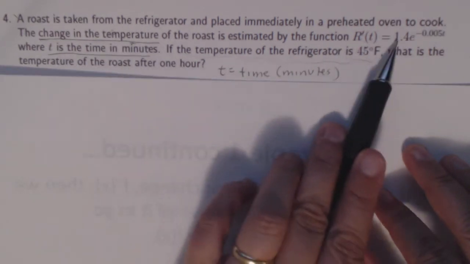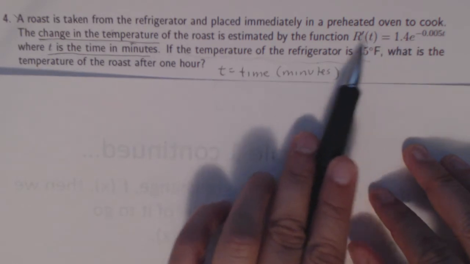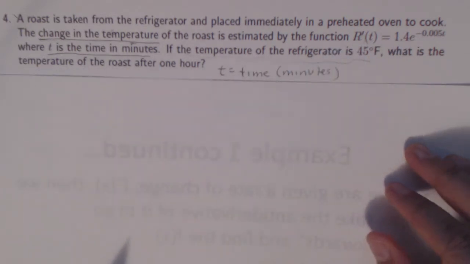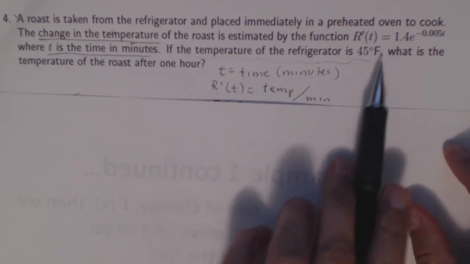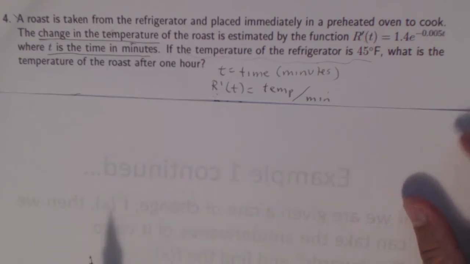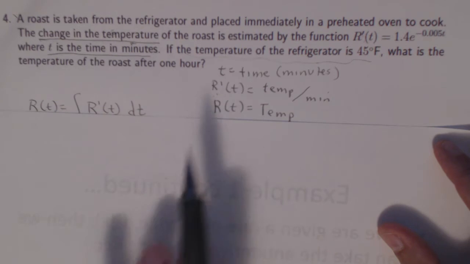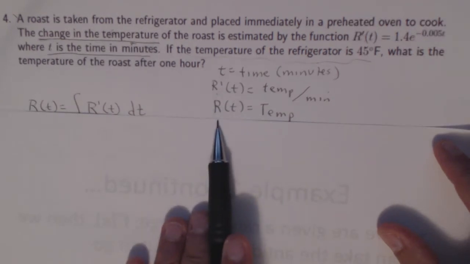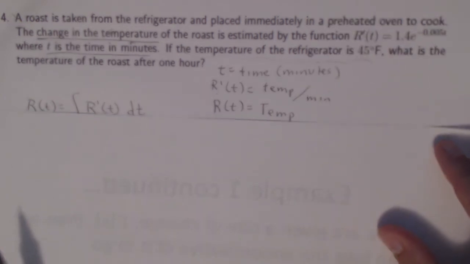temperature. And again, this function doesn't give us a time versus a temperature. It gives us a time versus a change in temperature. So what we have here is this r prime of t gives us the temperature per minute change. And if we have a temperature per minute change, we can create an r of t, which is a function that gives you, if you know the time, you'll know the temperature. And so we do that by integrating.